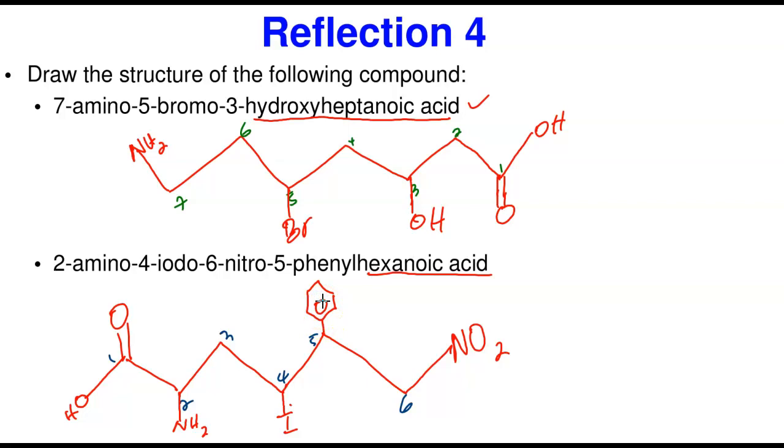Remember, this is the shortcut for phenyl. So the phenyl group is in carbon number 5. This is the shortcut for phenyl group. And that is how we do that problem.